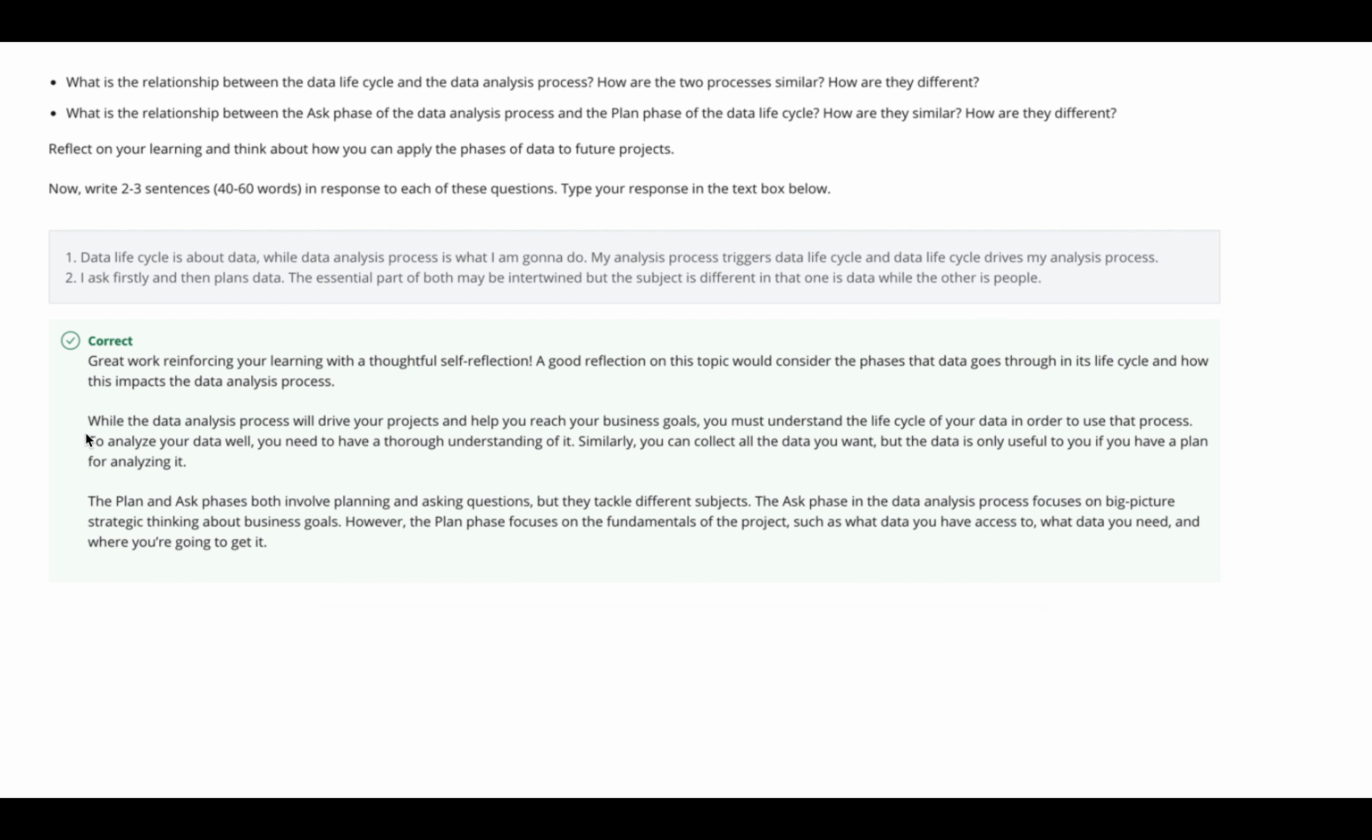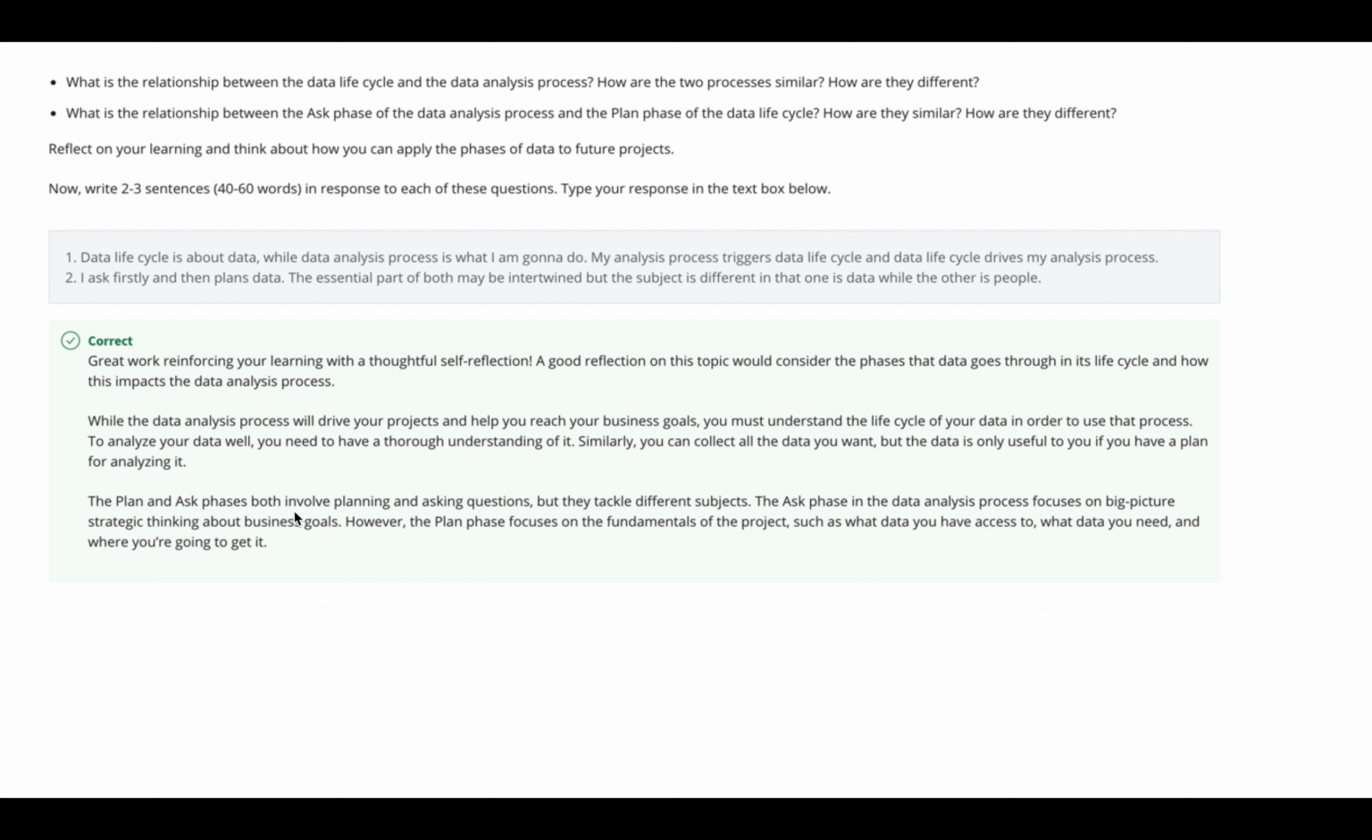All right, let's read here the correct answer to comprehend more. While the data analysis process will drive your projects and help you reach your business goals, you must understand the life cycle of your data in order to use their process. To analyze your data well, you need to have a thorough understanding of it. Similarly, you can collect all the data you want, but data is only useful to you if you have a plan for analyzing it. Sounds like BS. It's not useful.